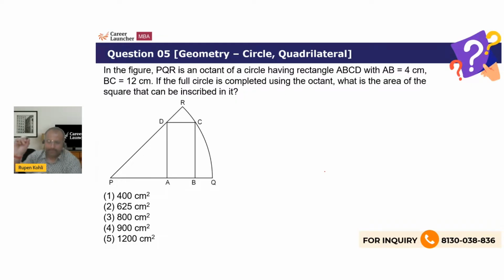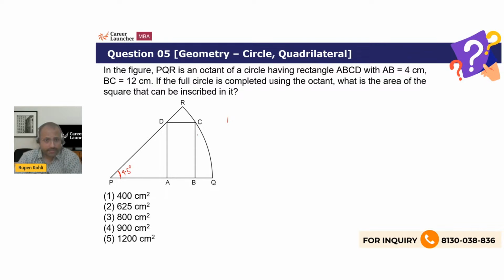Okay, so let me start discussing. In case you get the answer, please let me know. In the figure PQR, see the figure, it's an octant of a circle. Octant means 1/8 part, right? So what would be the angle over here? The whole of 360 degree, 1/8 of that, which is 45 degree, right? So this is 1/8 of a circle. Central angle is 45 degree, right?